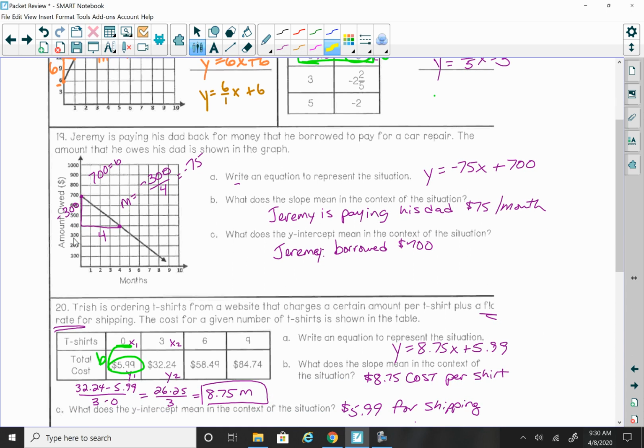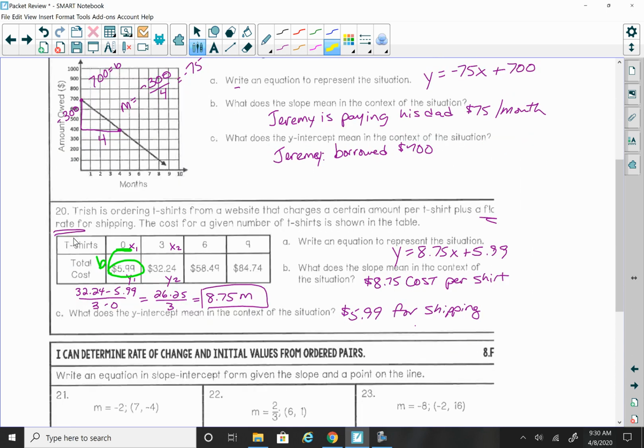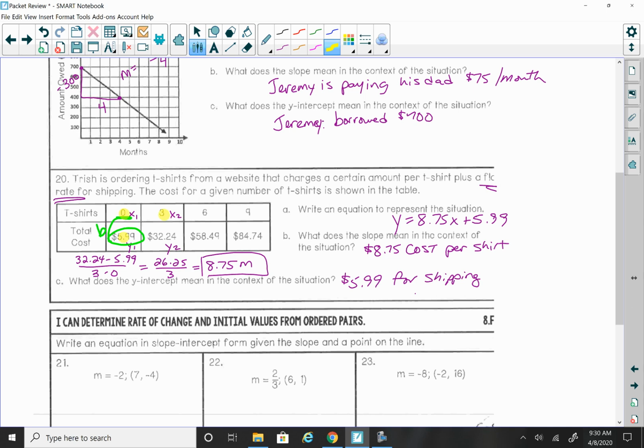Then number 20, the last one in your homework, we have a table. So again, I took the first 2 points, did my slope formula. I have a slope of 8.75. And then I can see with an x value of 0, my y value is 599. So that's my y-intercept. So we have y equals 8.75x plus 599.